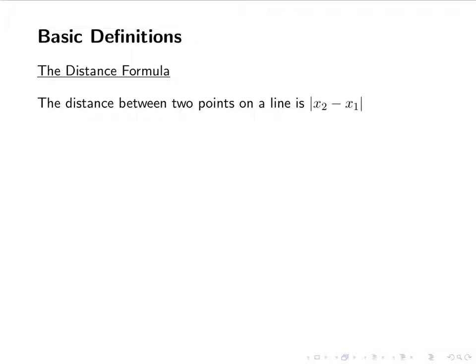If I'm looking at 2 points on a straight number line, then the distance between them is known as the absolute value of x2 minus x1.